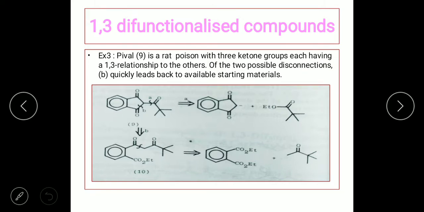So here you have this target molecule. You can either disconnect it by A or by B, but B is chosen because this is a much simpler method to get the starting material, and it can be easily used to get the target molecule. So here again it is the same formula that you're using, same mechanism, same disconnection.